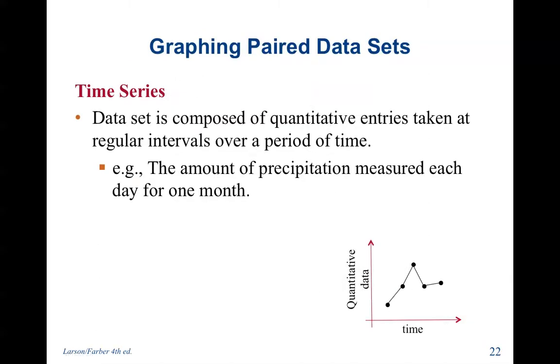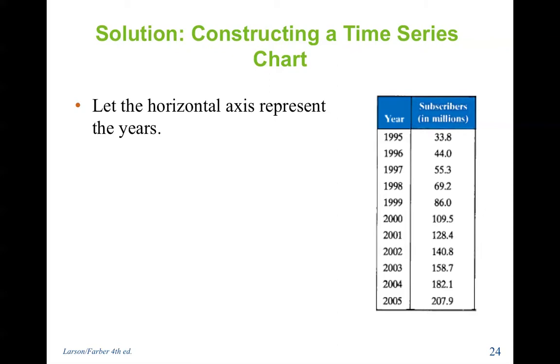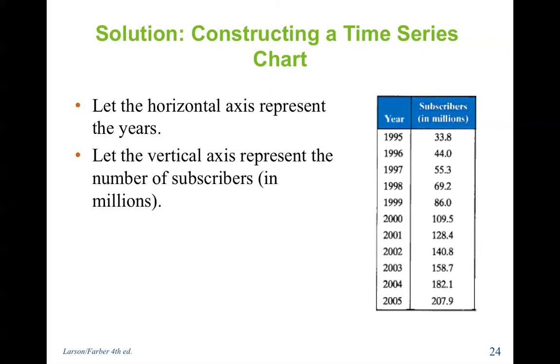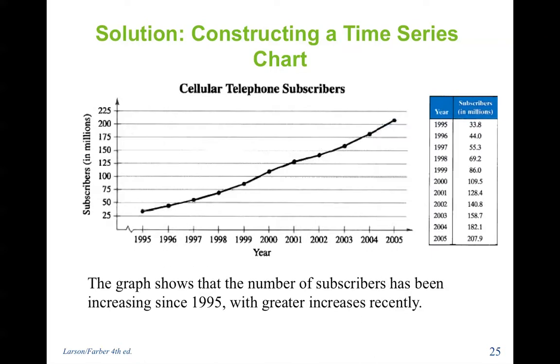This is the last one we're going to talk about today, which is graphing paired data sets. Just like the scatter plots were paired, a time series is also paired data. Here is a table that lists the number of cellular telephone subscribers in millions for the years 1995 through 2005. Construct a time series chart for the number of cellular subscribers. I'm going to let the horizontal axis represent the years and the vertical axis represent the number of subscribers in millions. I'm going to plot the paired data and connect them with line segments. This is how you would construct a time series chart.